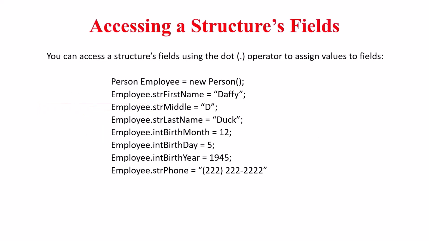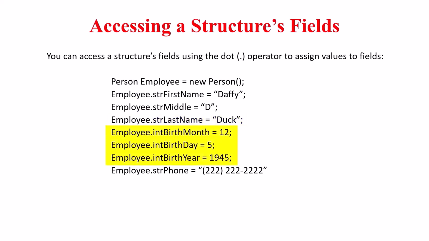We can access a structure's field using the dot operator to assign values to fields. For example, we're creating an employee structure using person. So person employee equals new person. We then can grab the employee.str first name and make it equal to Daffy. Employee str middle initial, make it equal to a D. Same thing with last name, we can make it Duck.